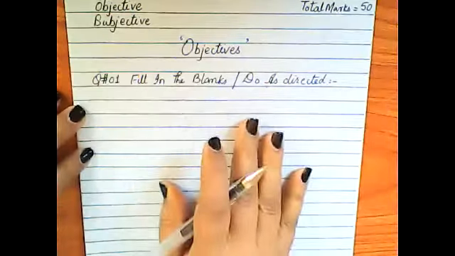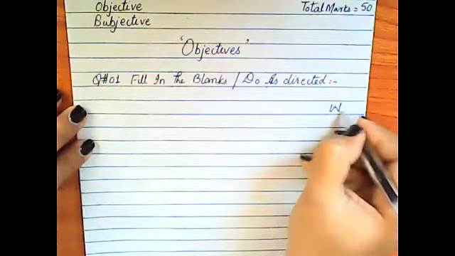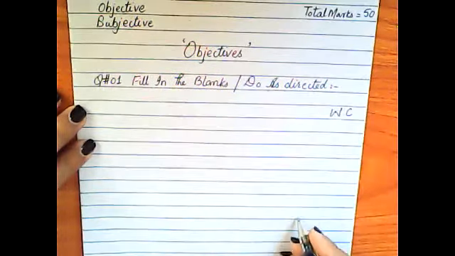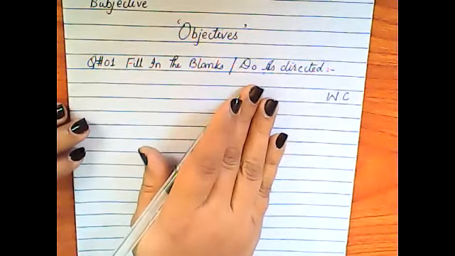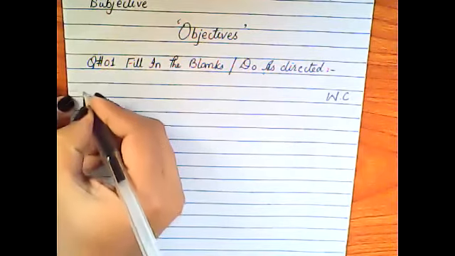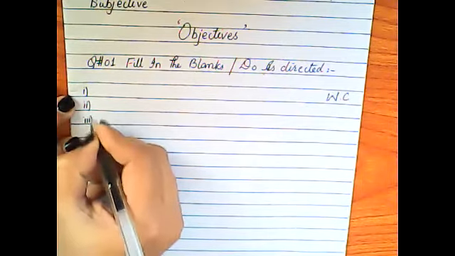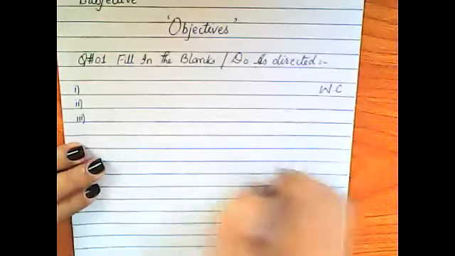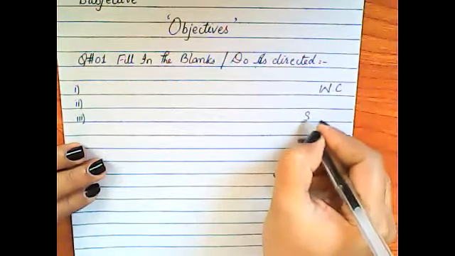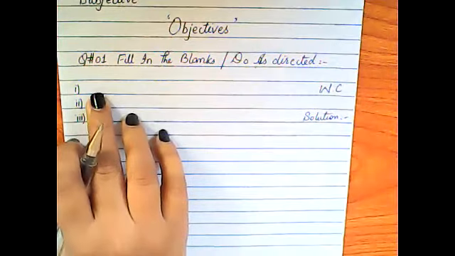Now when you are attempting the objective portion, you have to make the working column here. It is a must, so kindly do not forget to make the working column. As you know, in the fill in the blank section or in the do as directed section, we simply write down the direct answer to each bit. If you want to perform any solution, you will perform it in the working column, and here you will directly write the answers.